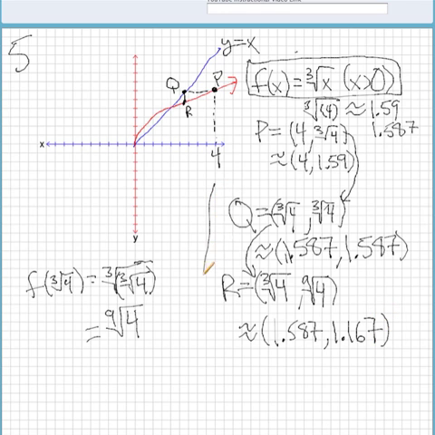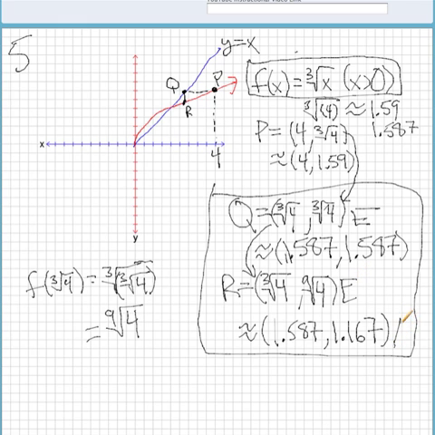And then these are our two answers right here. It's Q and R, where the exact coordinates are these, and then the approximations are these.